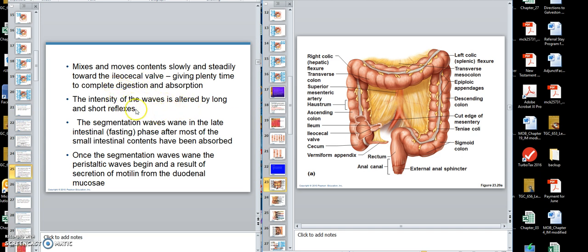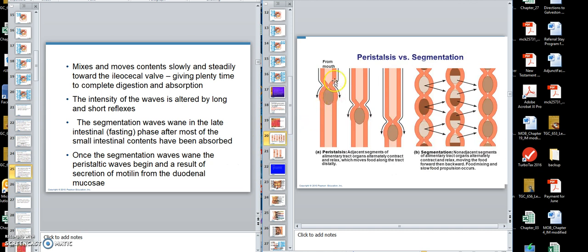The intensity of waves is altered by long and short reflexes. The segmentation waves wane in the late intestine because you do most of the mixing in the duodenum. Once the segmentations wane, then the peristaltic waves begin, because the peristaltic waves are to move it down into the large intestine. But you don't want to do that until you've adequately mixed and absorbed. Let's go further.